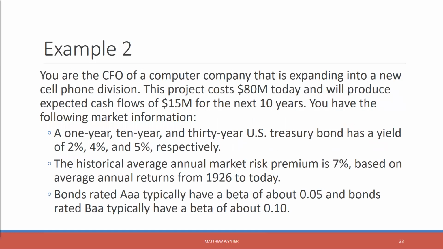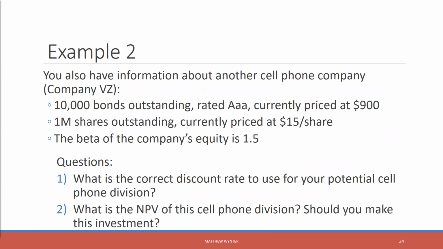Example two, you're the CFO of the computer company that's expanding into a new cell phone division. This project costs $80 million today and will produce expected cash flows of $15 million for the next 10 years. You have the following market information. You know the maturity and the yields on these different treasuries. You also know the historical market risk premium is 7%. And then you know the betas of bonds that are AAA and bonds that are BAA. Now, what you have access to is the information for a cell phone company that is going to be what you use to actually answer this question.